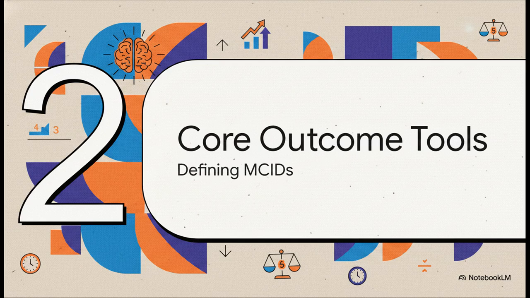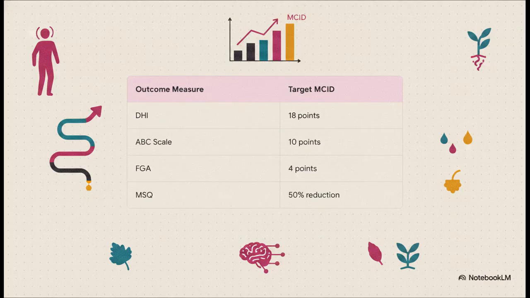Section 2. Core Outcome Tools and MCIDs. The recommended core set for vestibular physiotherapy brilliantly combines patient-reported handicap measures, balance confidence, objective gait and fall risk metrics. It's a great package, but here's the thing. Tracking these scores is totally meaningless if you don't know the MCID. That's the minimal clinically important difference.